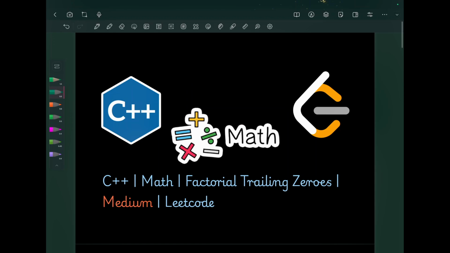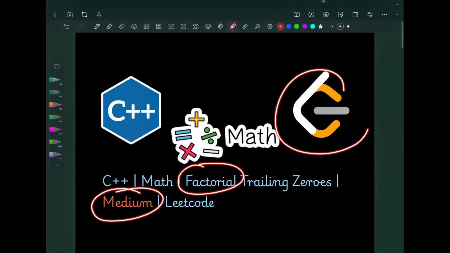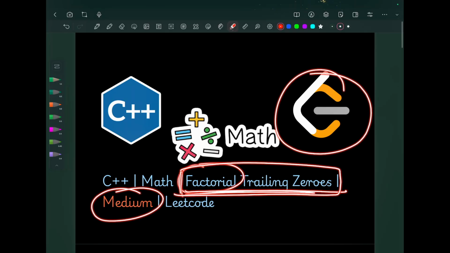Hey everyone, welcome back. In the last video, we solved a problem on math and stack. In that problem, we had an array of elements in which there were numbers as well as operators. So we used math as well as stack to solve our problem. Today we are going to solve one more medium problem from Leetcode, which is factorial trailing zeros.